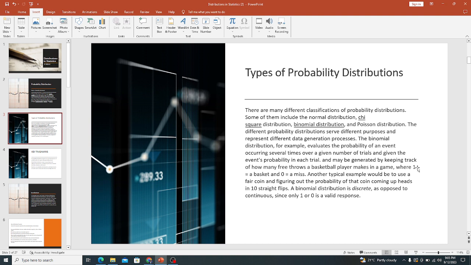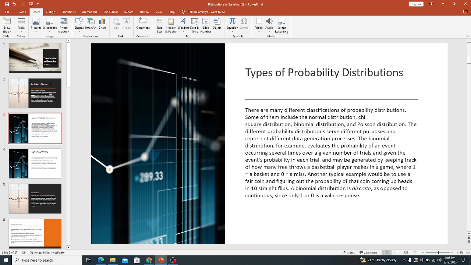If you are tossing a coin, we have two possible outcomes. It's either a head or a tail. So in that case, we can figure out the probability that we'll have two, three, four, or 10 heads in 10 flips. These are just examples of probability distributions.